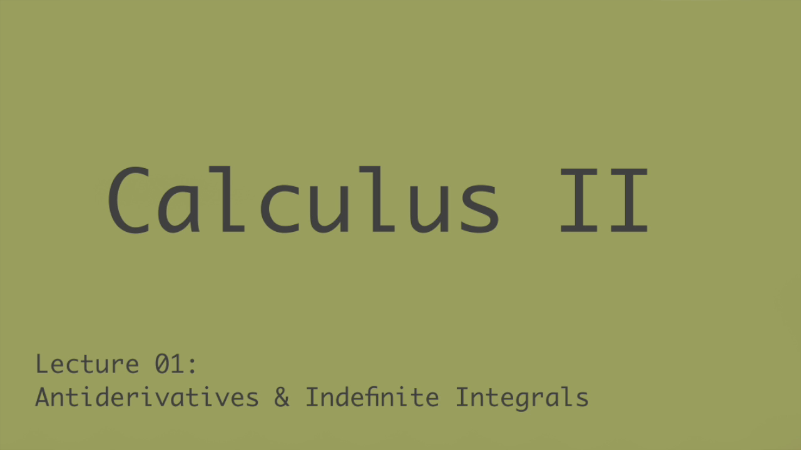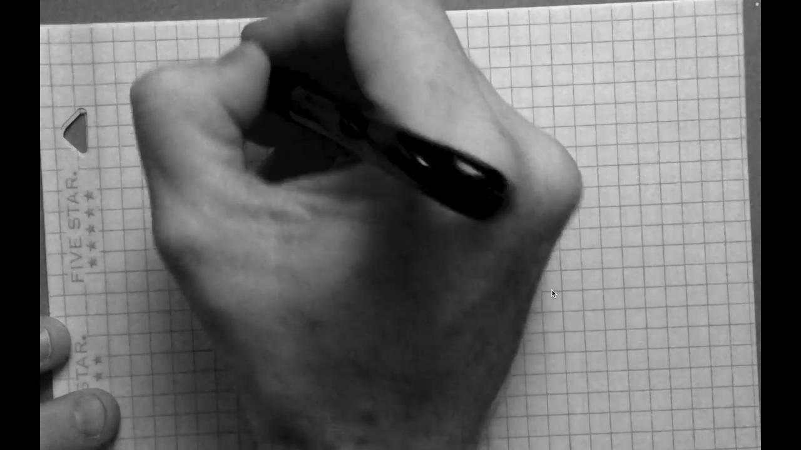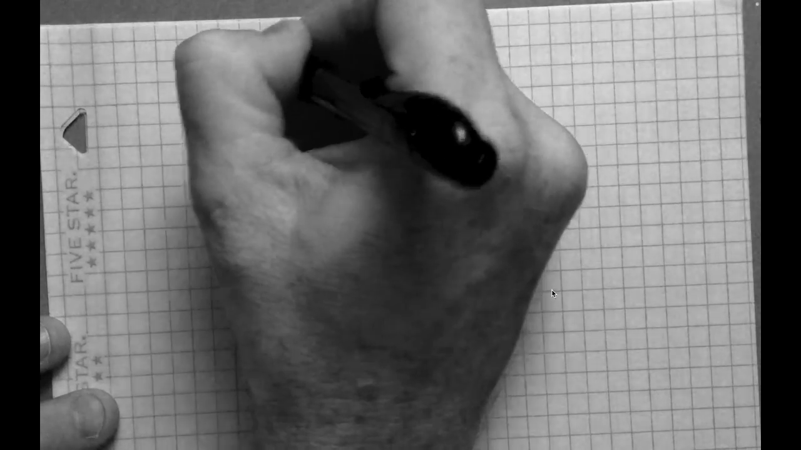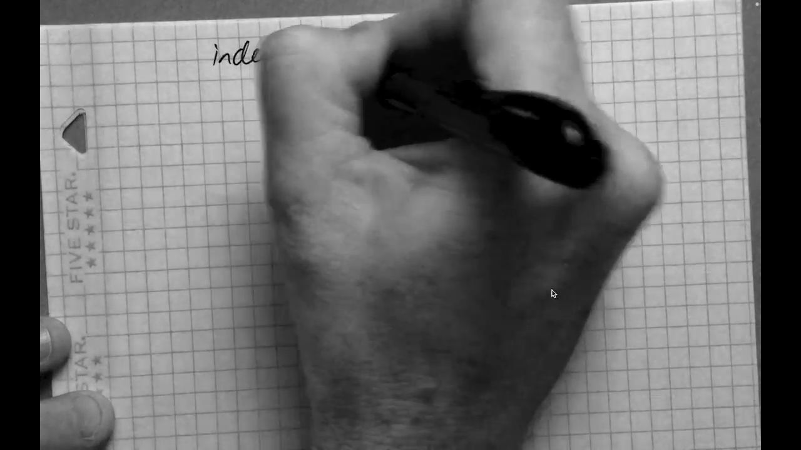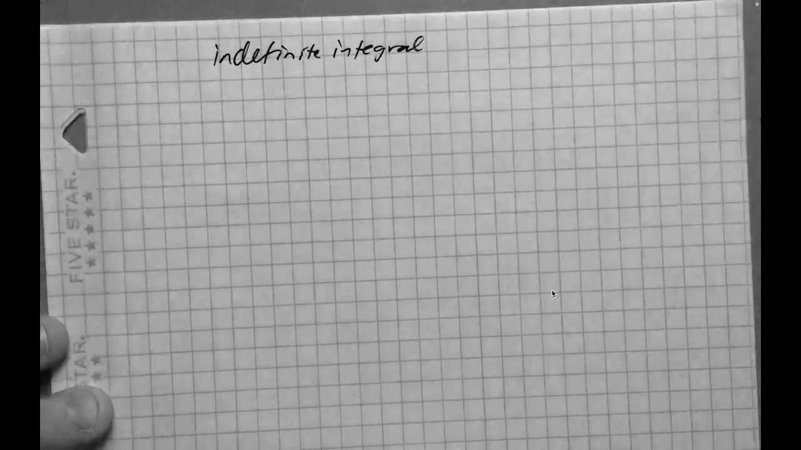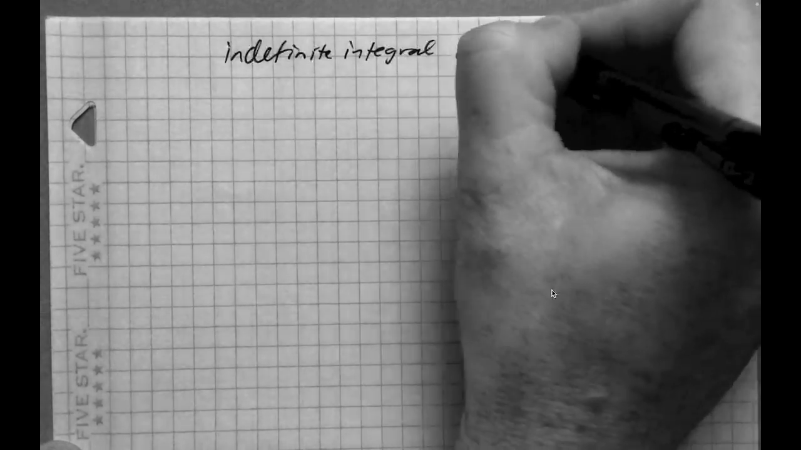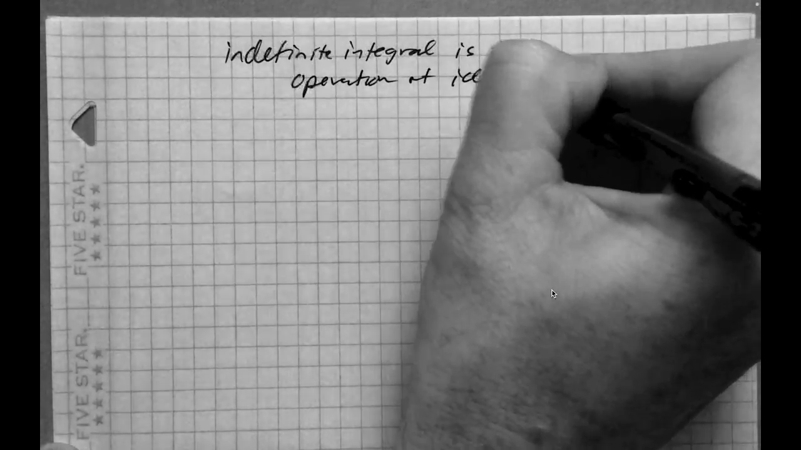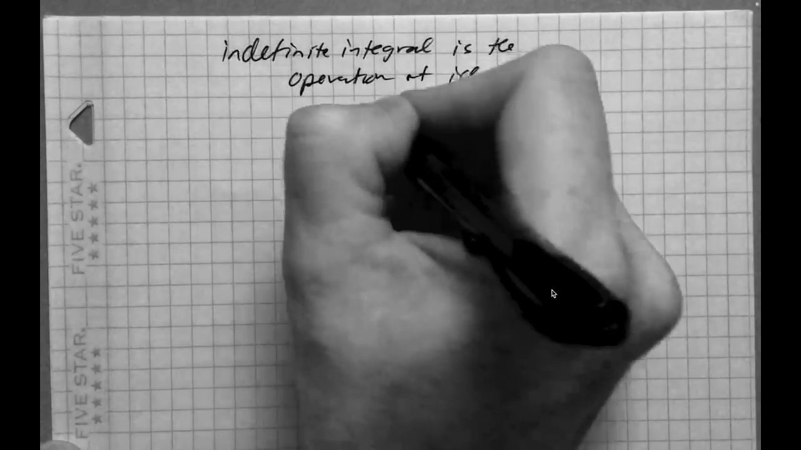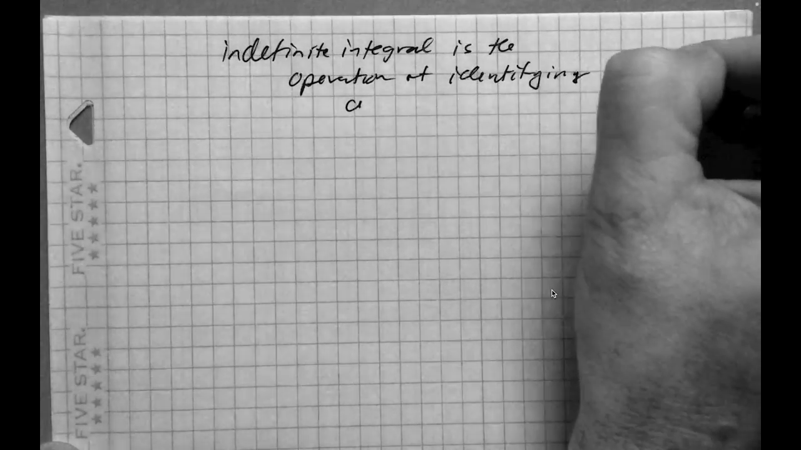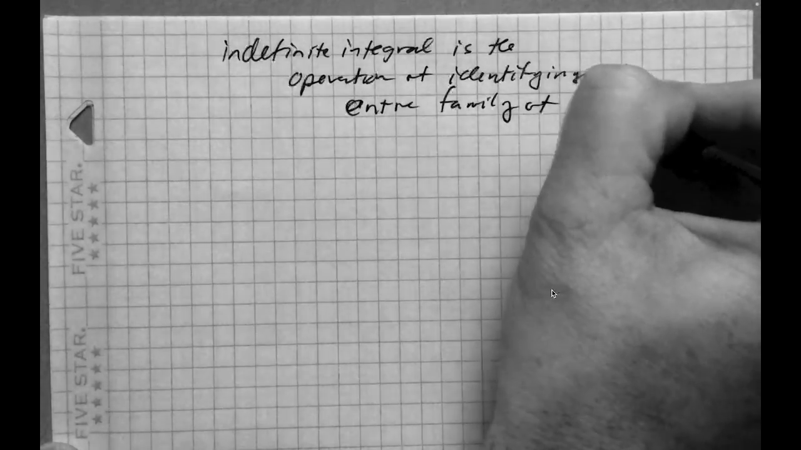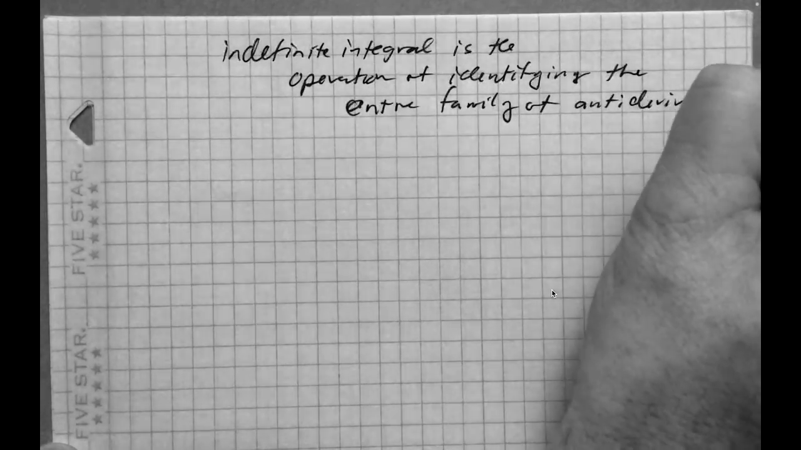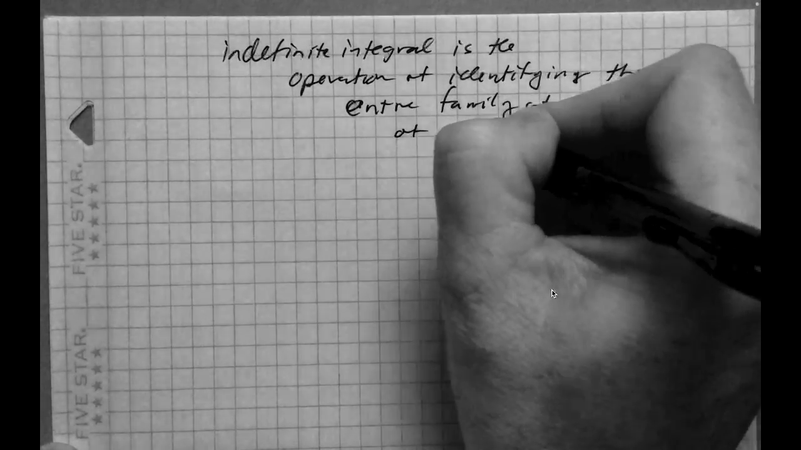So where we left off in the previous lecture was we had just defined this idea of the indefinite integral. Right, the indefinite integral is the operation of identifying the entire family of antiderivatives of a function f.